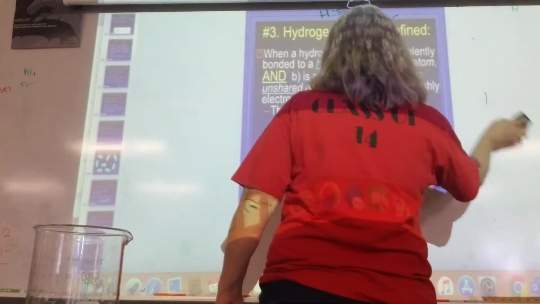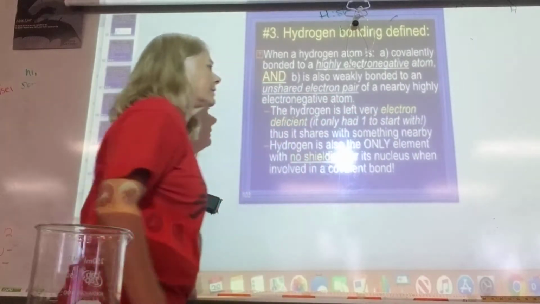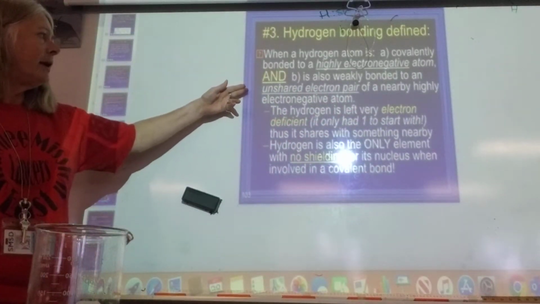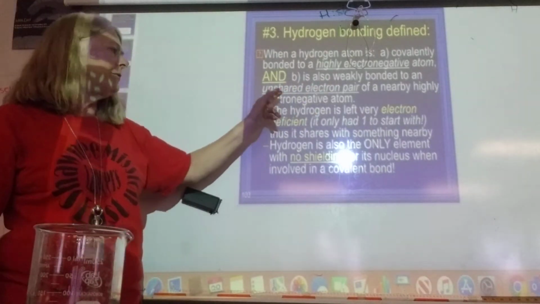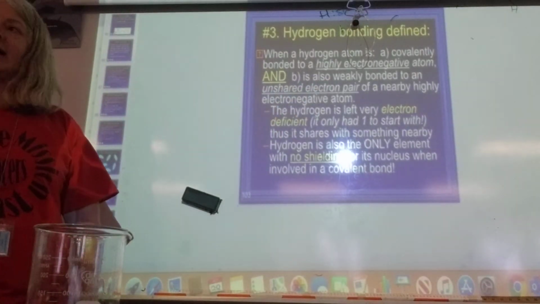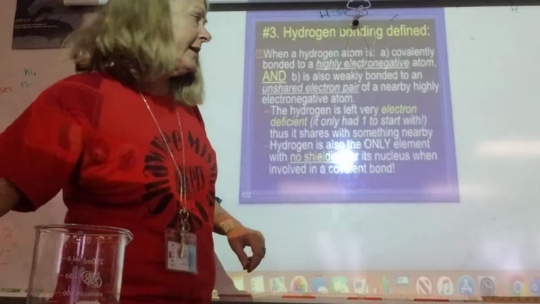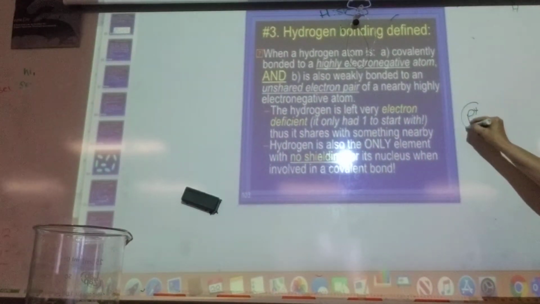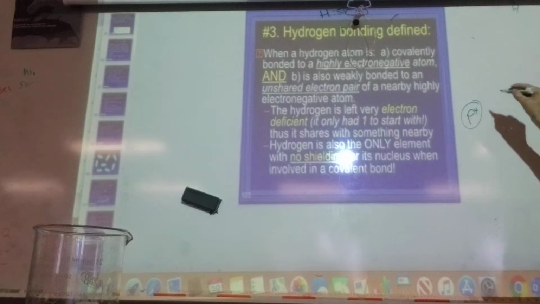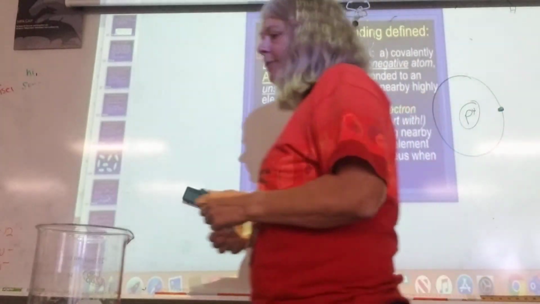When hydrogen is covalently bonded to one of our FONs, and it's weakly bonded to an unshared electron pair of a highly electronegative atom, the hydrogen gets really, really, really electron deficient. I'm going to draw a picture of this. Hydrogen has one proton in the most abundant isotope, and it's got one electron. Do you all agree with that? One electron, in its 1s sublevel.